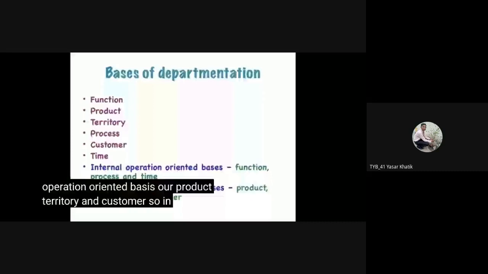So now you can see, as per the internal operation oriented basis and external operation oriented basis, they are making some departmentation group-wise. So internal means whatever we do inside the company, functions, process and time based departmentation we can divide. As for the external, we can make product, territory and customer. So this type of internal and external operation oriented basis departmentation we can make.